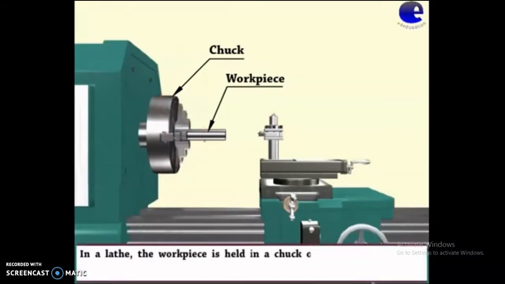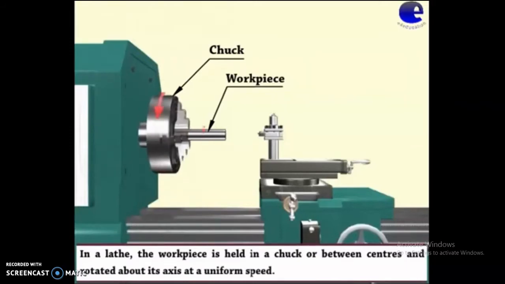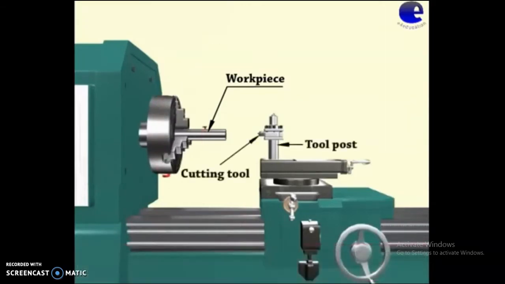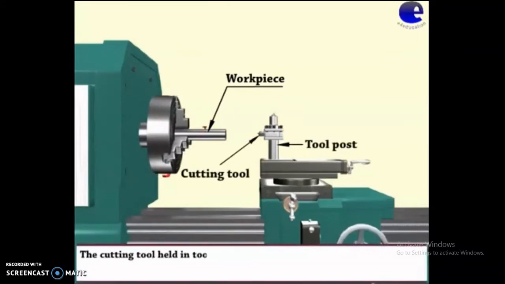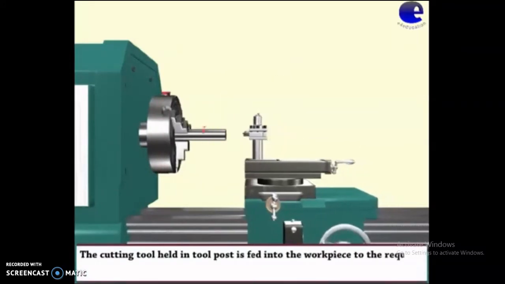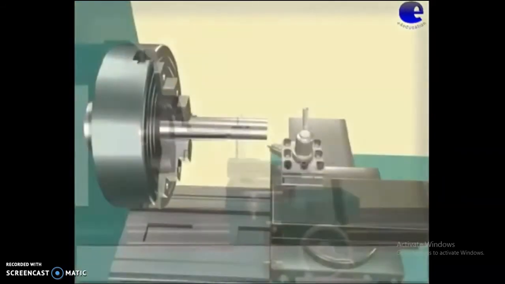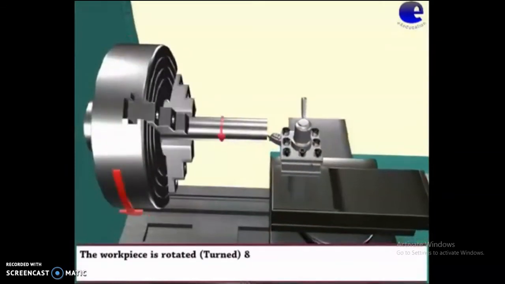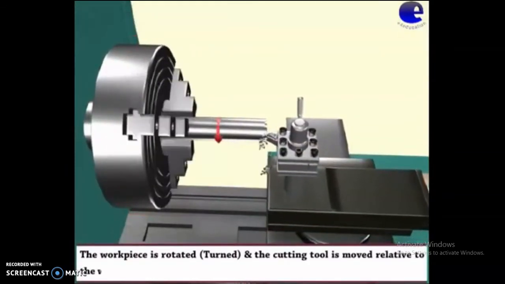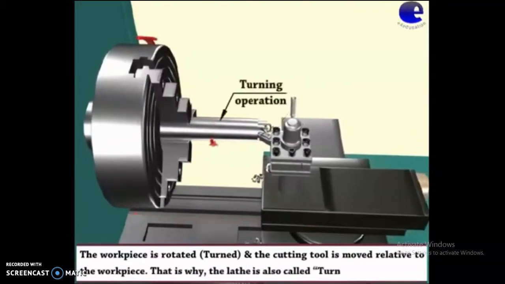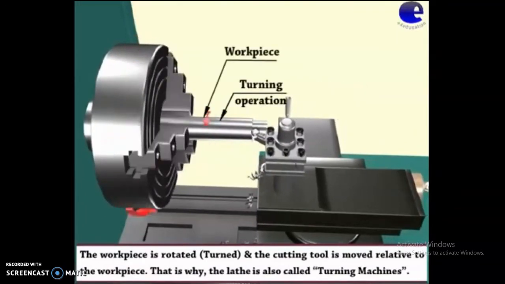In a lathe, the workpiece is held in a chuck or between the centers and rotated about the axis at uniform speed. The cutting tool held in the tool post is fed into the workpiece to the required depth and in the desired direction. The workpiece is rotated and the cutting tool is moved relative to the workpiece. That's why the lathe is called a turning machine.